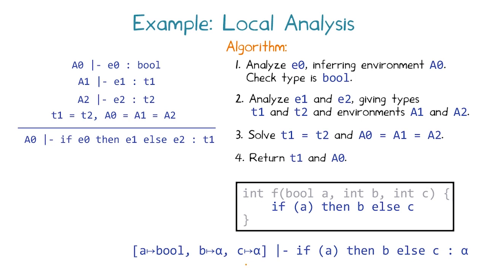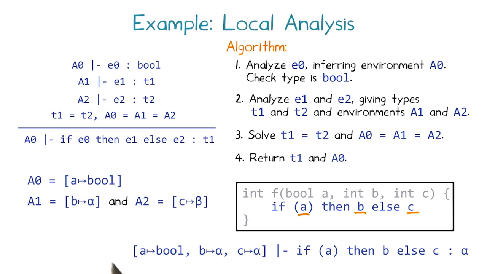In step 1, we analyze E0, which in our example program is the variable A. We infer this environment A0 necessary for checking that A is of type Boolean. In step 2, we analyze E1 and E2, which in our example are variables B and C, giving them types alpha and beta and environments A1 and A2 under which these variables have those corresponding types. Notice that unlike in global analysis, where both these types were inferred to be int, this time we have unconstrained type parameters alpha and beta.